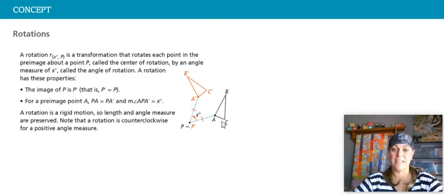So point C will rotate X degrees. Point B will rotate that exact same X degrees. And then point A is already rotated X degrees. So here's the notation. And you'll have the pre-image and the image.